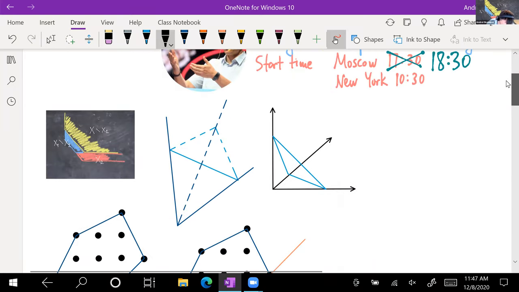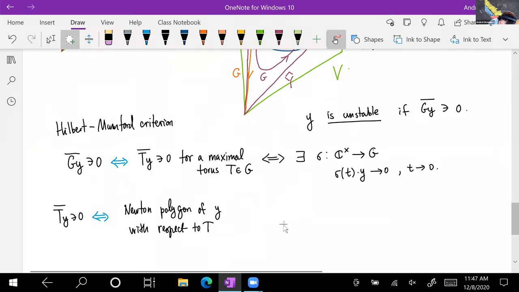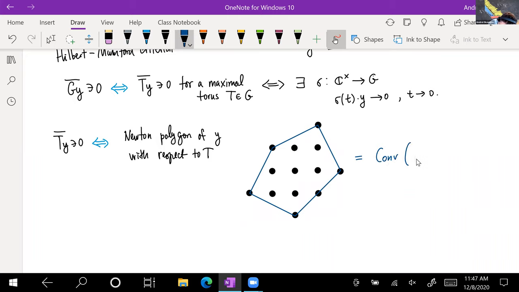So maybe here they prepared a picture for that. This Newton polygon is the convex hull of the T weights that appear in Y. Every vector can be decomposed into eigenvectors, and I record all the weights that appear in this expansion. So these are the weights that appear in Y, in the span of T y.